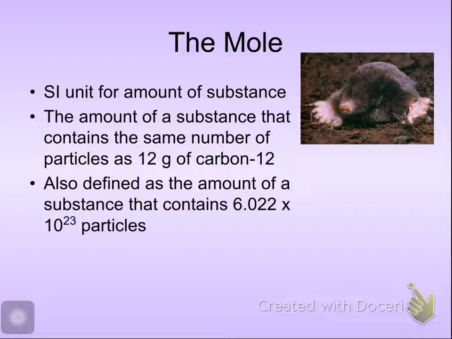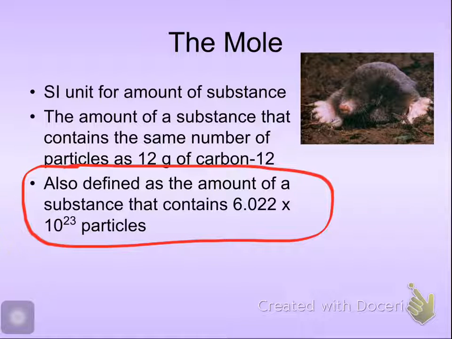And 1 mole of anything is the amount of substance that contains the same number of pieces as 12 grams of carbon-12. That gets into the mass definition, which we're going to do in a little bit. But the one that you should start off worrying about is that a mole of stuff is 6.022 times 10 to the 23rd pieces of that stuff. That's known as Avogadro's number.